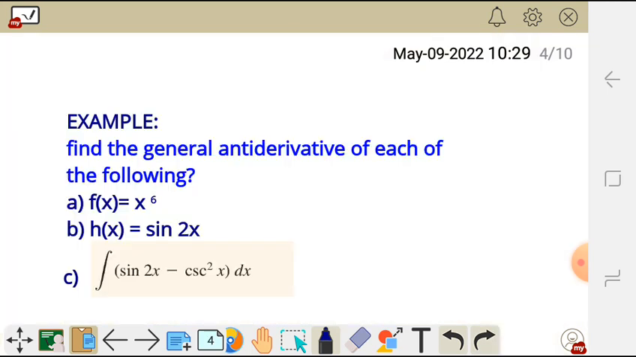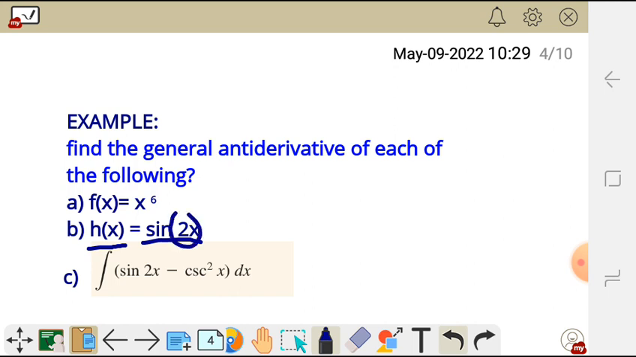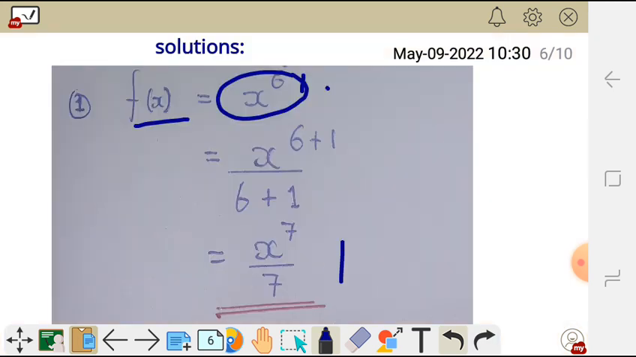For the second one, they're saying find the antiderivative of h of x equals sine 2x. For this one, we are going to use the second principle of the sine function, and here we also have the constant, which is 2. So what we are going to do is get 1 divided by that constant we have, and then the antiderivative of sine, which is negative cos, and then you add c. Remember, to this question as well, you add a c.